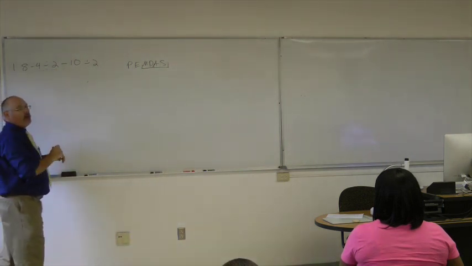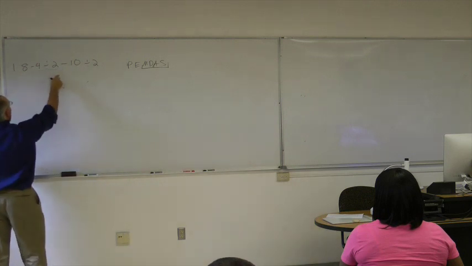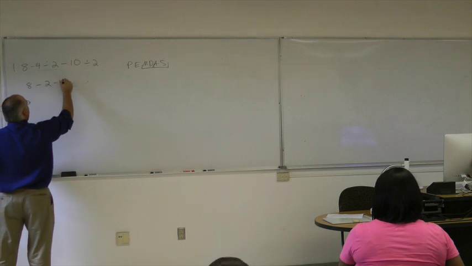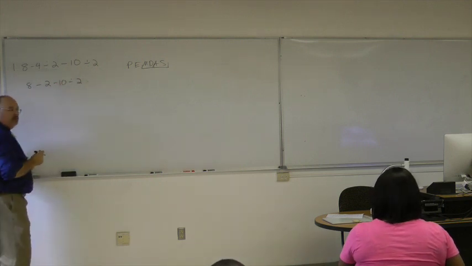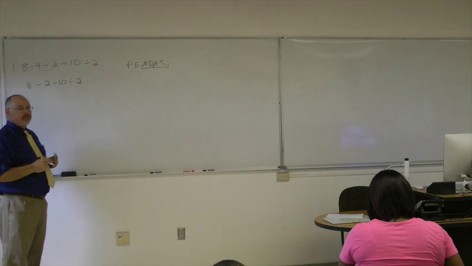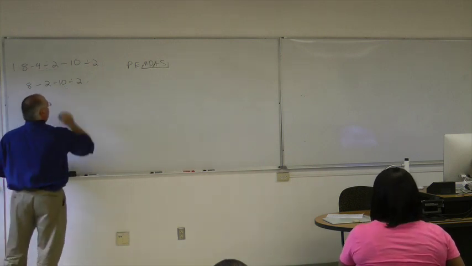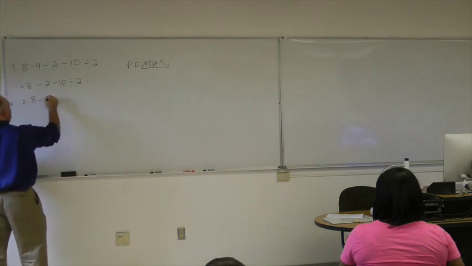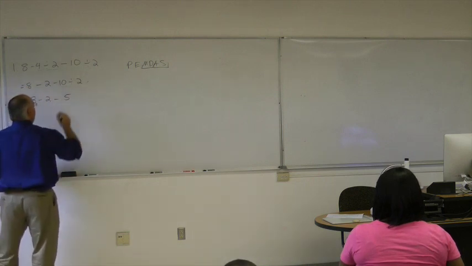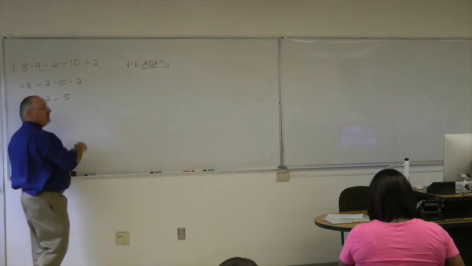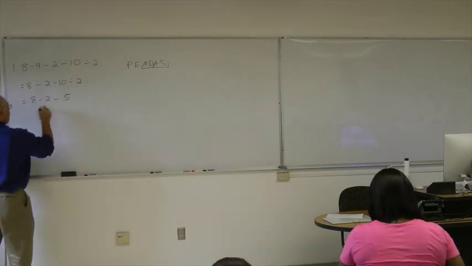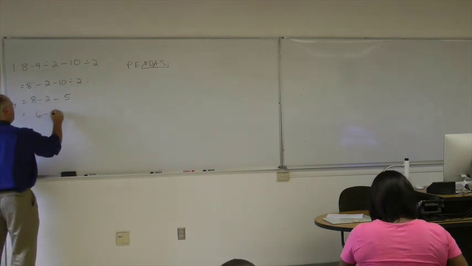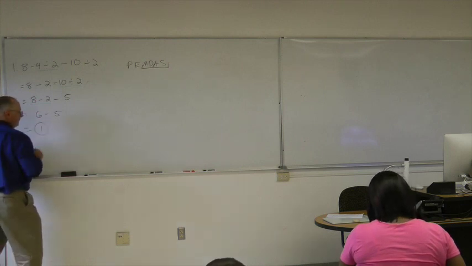Because there are no parentheses, there are no exponents. So we're going to divide. So that becomes 8 minus 4 divided by 2 is 2 minus 10 divided by 2. Then what? Divide 10 by 2. Again, we have more multiplication or division from left to right. So that becomes 8 minus 2 minus 10 divided by 2 is 5. And then addition and subtraction from left to right. So we're going to subtract there. So 8 minus 2 is 6, minus 5, of course, is 1.